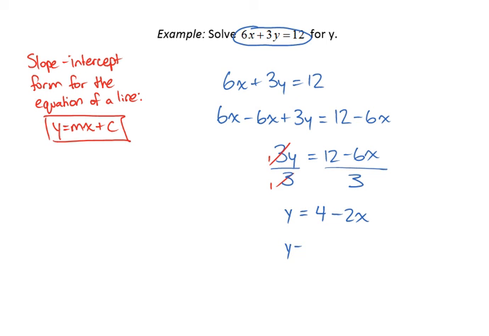Now, if it's easier, you might want to write the slope term first. So just rearrange the order, keep the signs with each term. So minus 2x plus 4. And that's your final equation in slope-intercept form, which allows you to graph it very easily or enter it into your calculator. So this is a key skill you're going to need to have.